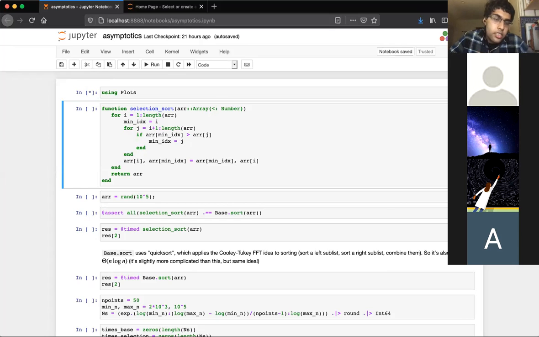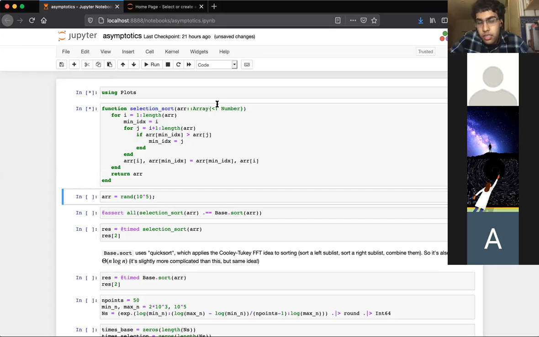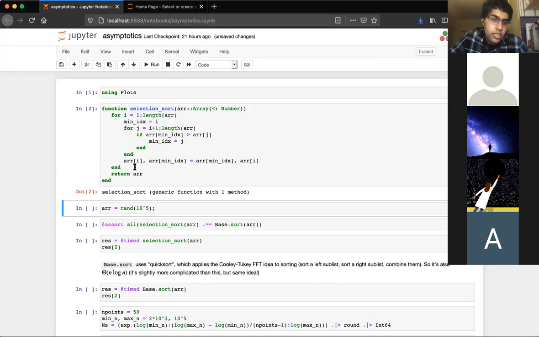I'll send the post, as I said later, where they did this for the fast Fourier transform. But let's actually do this. So this is the function that I showed you earlier that runs selection sort. And we're going to see that it actually is n squared, like we said.